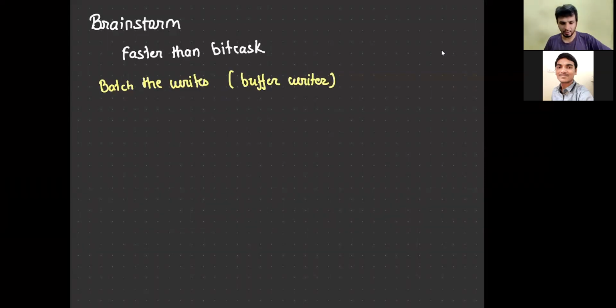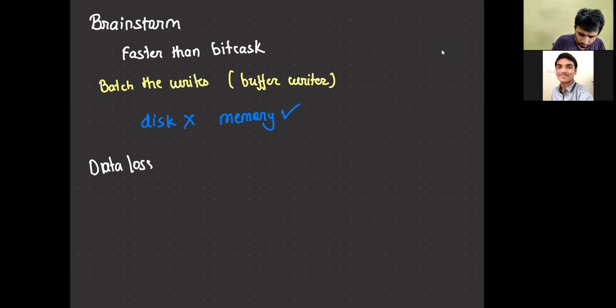So instead of writing to disk, we write to memory. Now, what would happen if we do this? What are the advantages and disadvantages? Possible data loss. Data loss is a massive disadvantage. Now, what would we do to handle that?